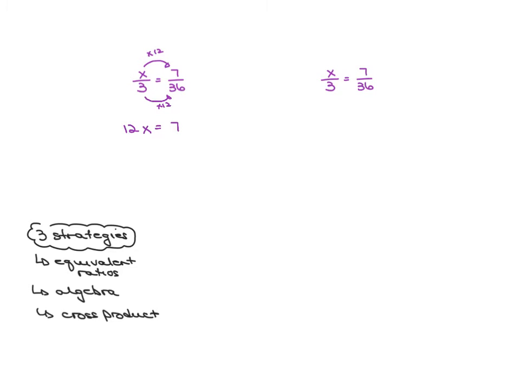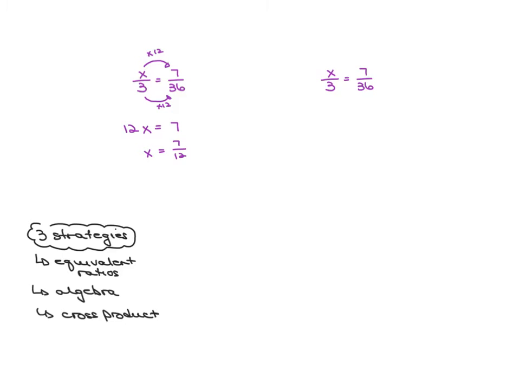I can take this equivalent, simpler equation now and isolate x by dividing both sides by 12, and x is equal to 7/12. In algebra, we just prefer keeping things as fractions. You don't need to turn it into a decimal or anything, and this is telling us that 7/12 is to 3 as 7 is to 36. They're equivalent fractions. Let's look at a different strategy we can use.